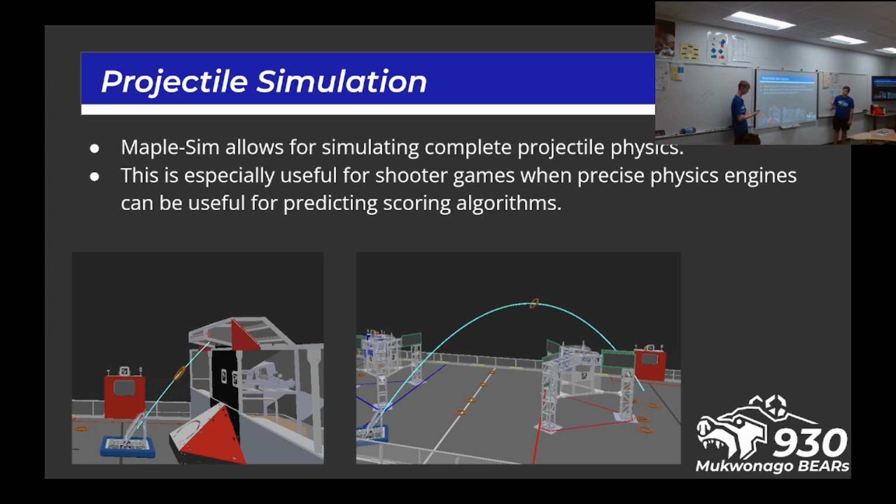We're going to talk about projectile simulation. MapleSim allows for complete simulation of projectile physics, like this, how you can throw a note across the field, and then you can throw it into the amp too. It's especially useful for shooter games when precise physics engines can be useful for predicting scoring algorithms. So just in general for scoring game pieces that have any sort of physics, so just any game piece ever, projectile simulation is pretty much just necessary to see whether or not you're going to confirm a score.